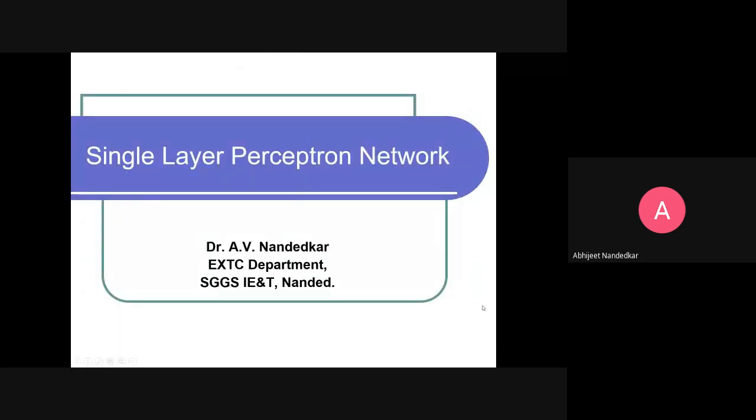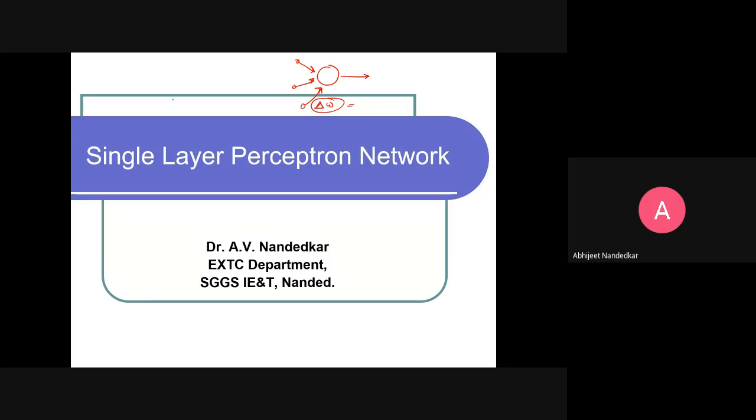So here we are now going to start the single layer perceptron network. Till now what we have done was we have taken a neuron and its weights were being updated using our delta W rules, the 7-8 rules that we have seen.